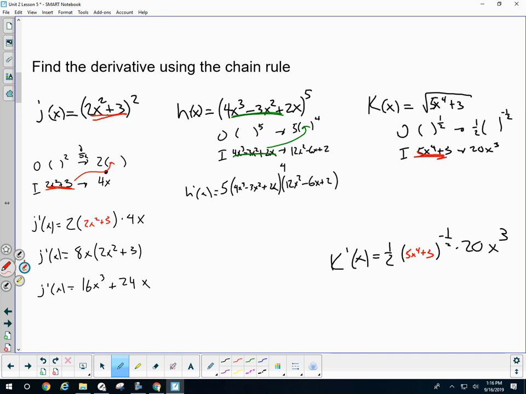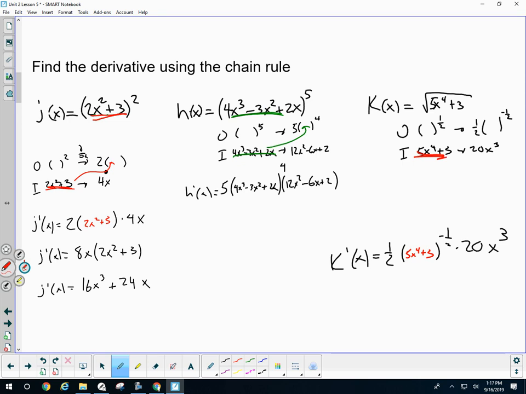Now, please notice, sometimes when I walk around, I see this. If you have a sum or a difference or anything inside your derivative of the inside piece, make sure this is all in parentheses. That way, if you wanted to simplify with this 5, that 5 would have to be distributed into the 12x squared minus 6x plus 2. It can't be distributed into the stuff to the fourth power because of order of operations. We'd have to take the power first, then multiply by the 5. But I can distribute the 5 in there. But it has to be in parentheses.